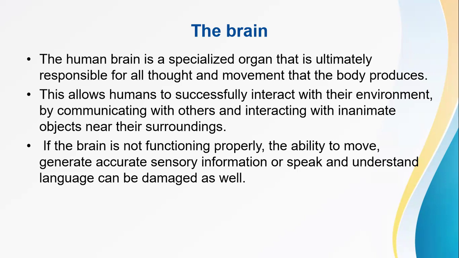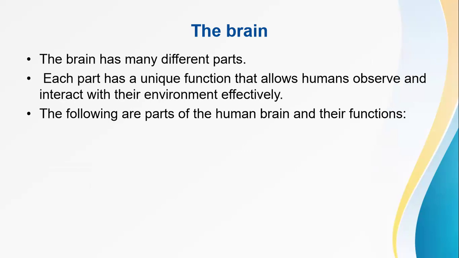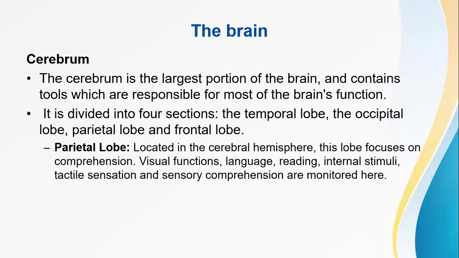So that's the brain. Now, the brain has many different parts. Each part has a unique function that allows humans to observe and interact with their environment effectively. The following are just the main parts of the human brain and their functions. We'll start with the first one, that is the cerebrum. The cerebrum is the largest portion of the brain, and it contains tools which are responsible for most of the brain's function. Now, this cerebrum is divided into four sections: the temporal lobe, the occipital lobe, the parietal lobe, and the frontal lobe.